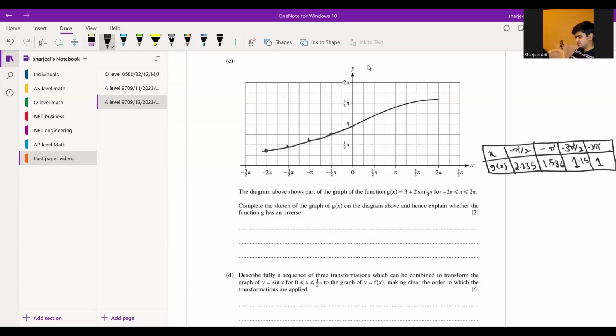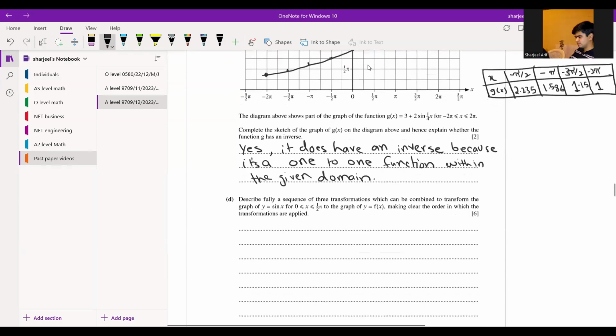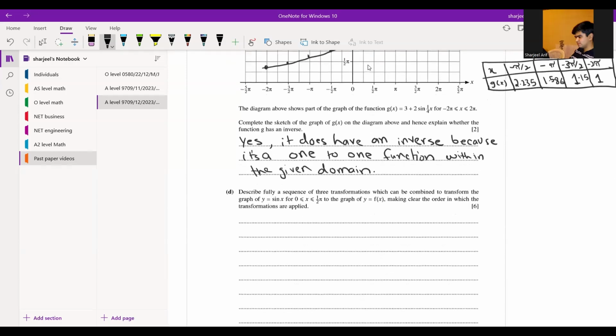And hence explain whether the function g has an inverse. Yes, it does have an inverse because it's a one-to-one function and no values of y are repeating each other. So it's a one-to-one function, and a one-to-one function has an inverse. This is true for the given domain. If we further extend it, it might repeat the values. So within the given domain, it's a one-to-one function.